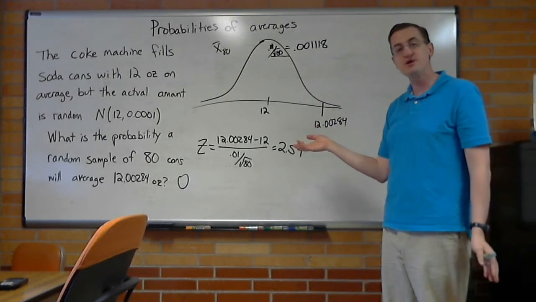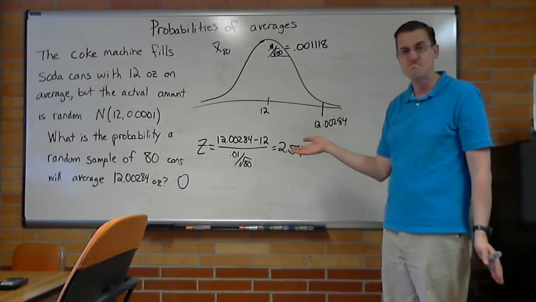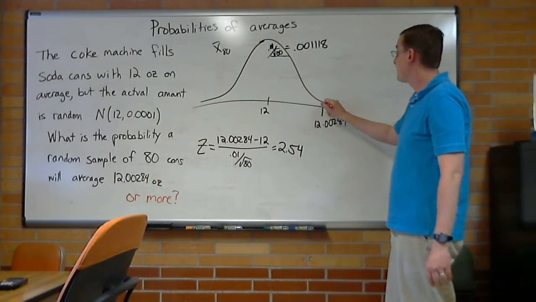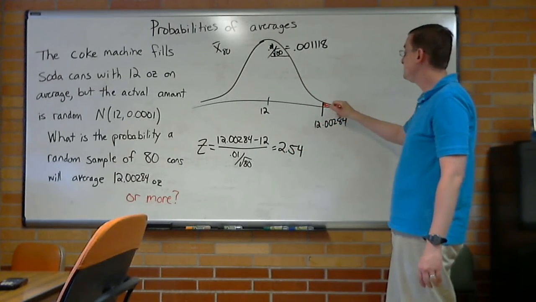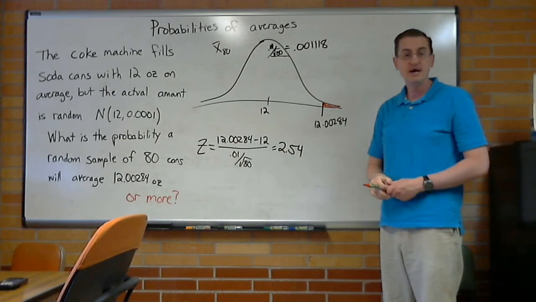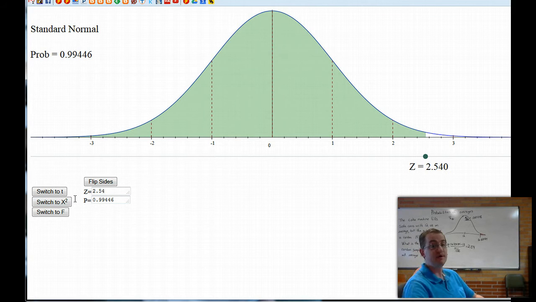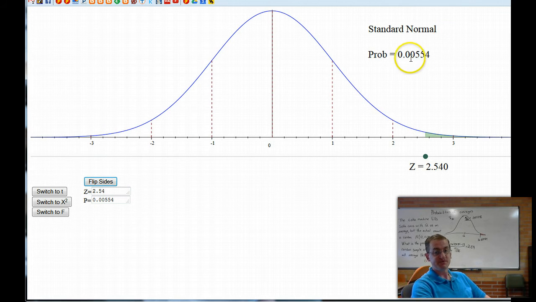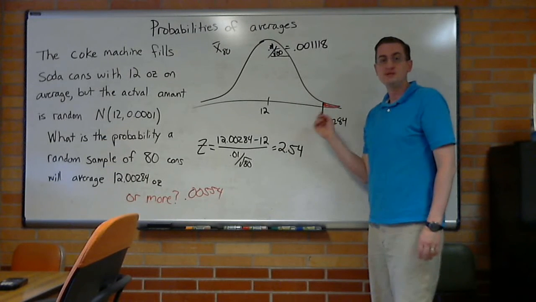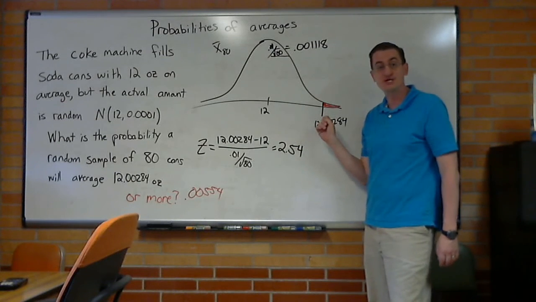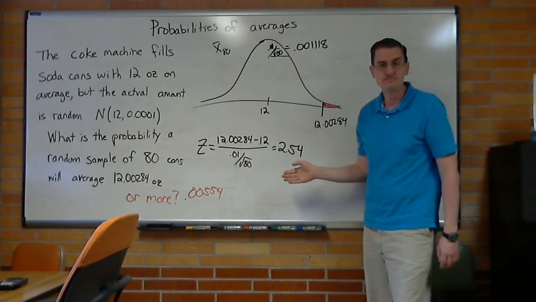But let's change the question to make it more interesting. Now we're doing the probability of this value or more. So there is my area. Tiny, small little area. How big is it? I'm going to put my z-score as 2.54, and I want the other side. I get 0.0055.